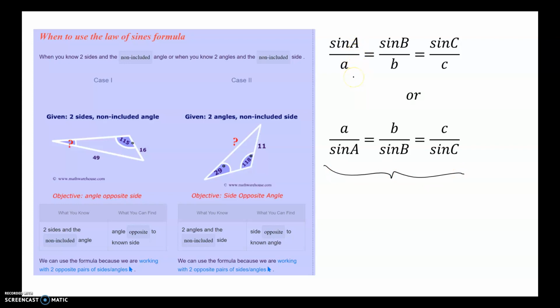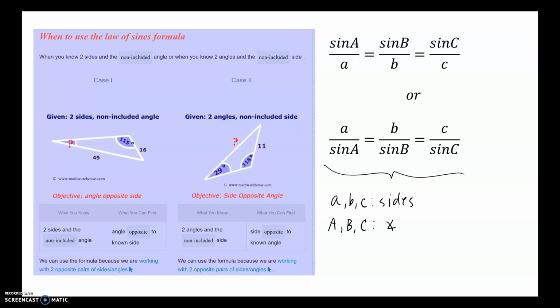The ratios can be set up with the angle measures in the numerator and the side lengths in the denominator, or the side lengths in the numerator, the angle measures in the denominator. Our lowercase letters are always used to represent side lengths. Our uppercase letters are always used to represent angles. So I put this on here, just for you to be able to check out.